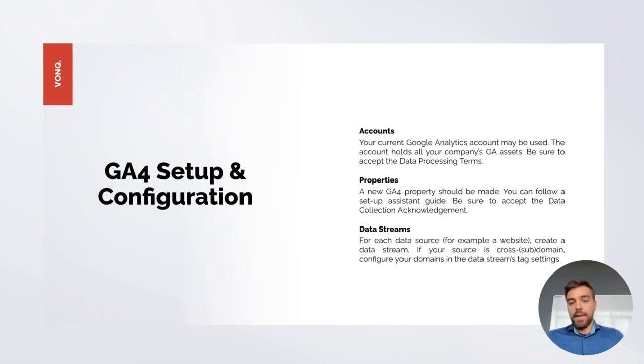So a property, that is essentially where multiple sources of data are being measured. As I said, you can have, for example, an app, you can have a website. It can all be funneled into one property. And from that property, you eventually start to analyze the data that you're collecting in there.